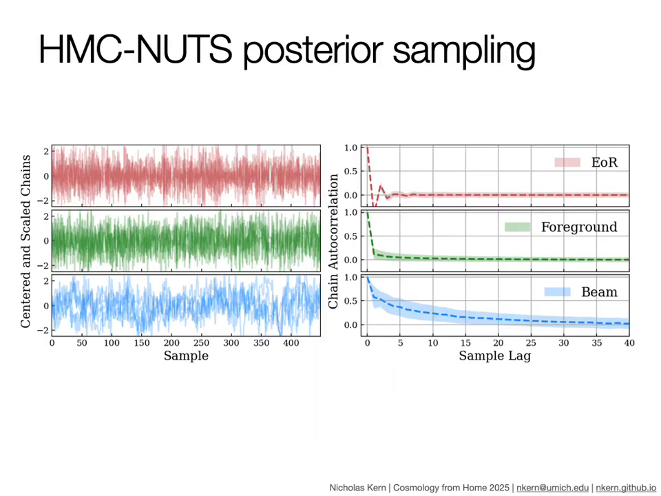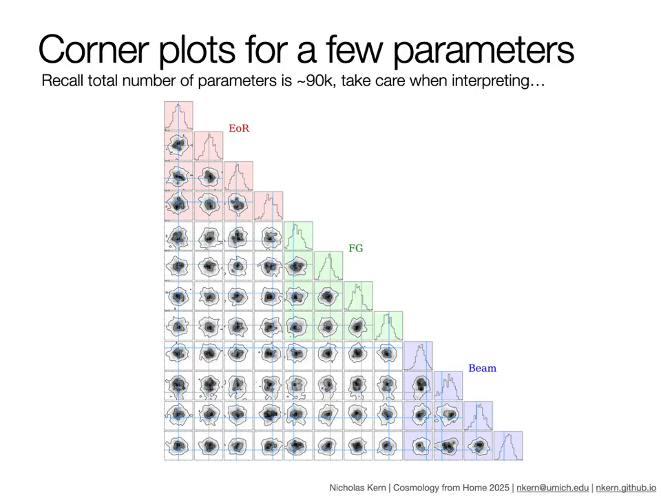Okay, so here are the HMC No-U-Turn Sampler chains on these three different components. You're seeing a couple of the parameters selected randomly here. With the preconditioning, we get low autocorrelation, which means high effective sample size, and we get about 100-plus effective samples for the EOR component here. So I can show you a corner plot. People like to see this, but again, this is a 90,000 dimensional parameter space, so this is a little tricky.